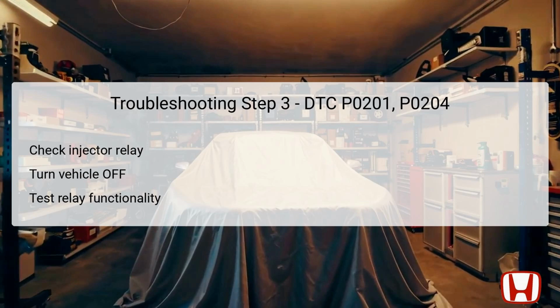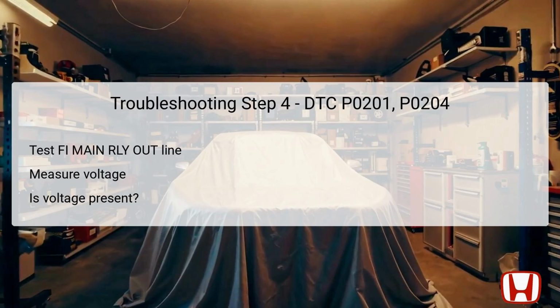If not, it is necessary to replace the faulty injector relay. The reliability of the relay greatly influences injector operation. Thus, its evaluation is essential in the troubleshooting flow. Step 4 involves checking the FI main RLY outline to ensure that it is intact and capable of transmitting voltage.